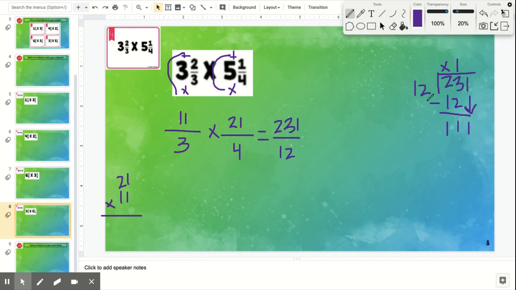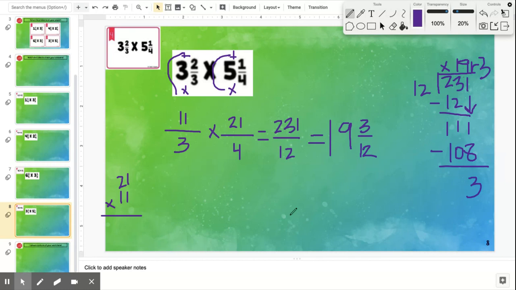So we have 111. So you got to figure out how many 12s fit into 111. You can either guess and check, or you can skip count. You can keep adding 12s until you get as close to 111 as you can. It is going to fit 9 times. 12 times 9 is 108. So then when you subtract, you get a remainder of 3. So 19 remainder 3. We're going to use that to write our mixed number. 19 is our whole. 3 is our remainder. 12 is our denominator because it stays the same.